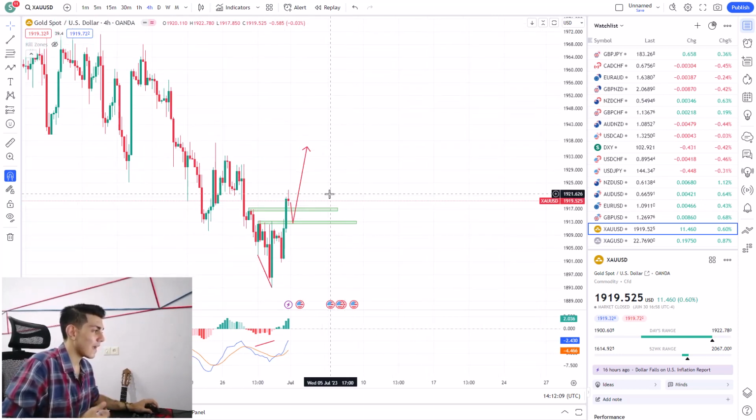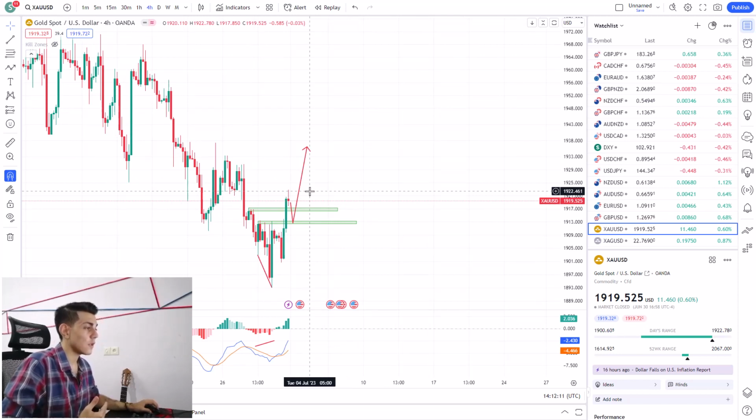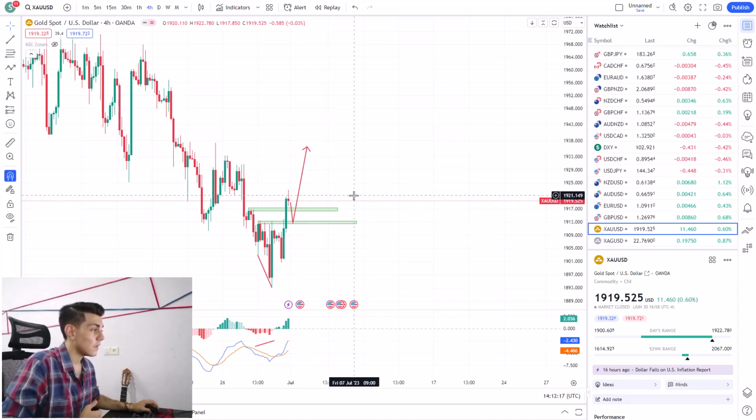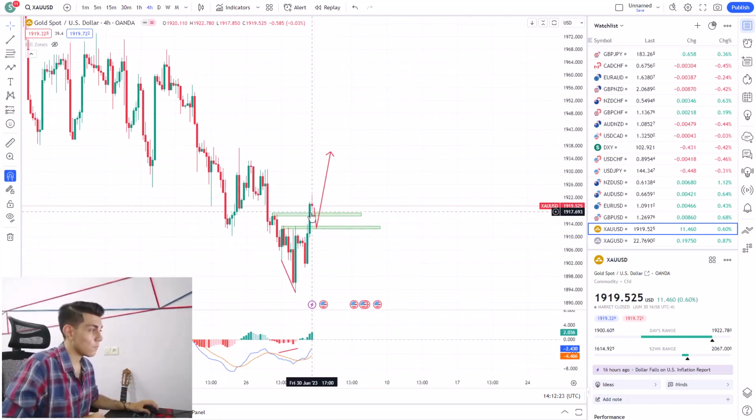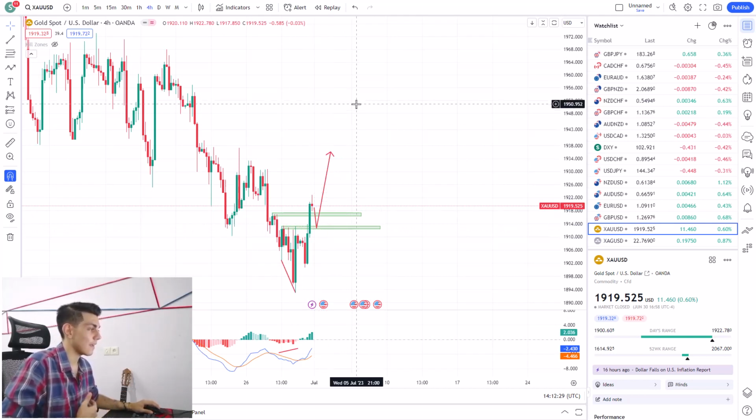So we have the DXY's return to the upside, which is going to force the price of XAUUSD to move to the downside. But if the scales are right, we should probably have a really strong support around here, which actually moves the price to the upside again.